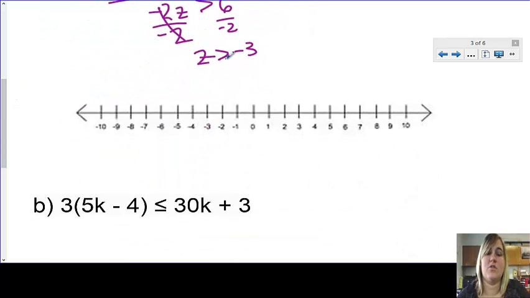So now all I have to do is graph this. So negative 3 is the point that I'm talking about. There's no equal, so it's going to be open. When I change it to an arrow, it points to the right. So it goes like this. Final answer.